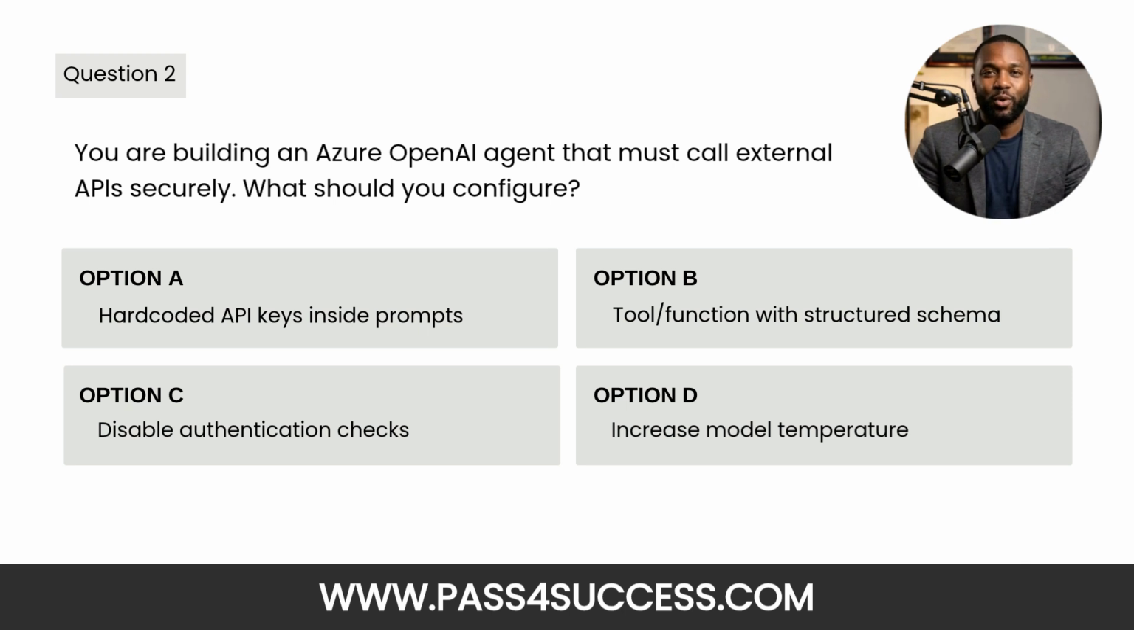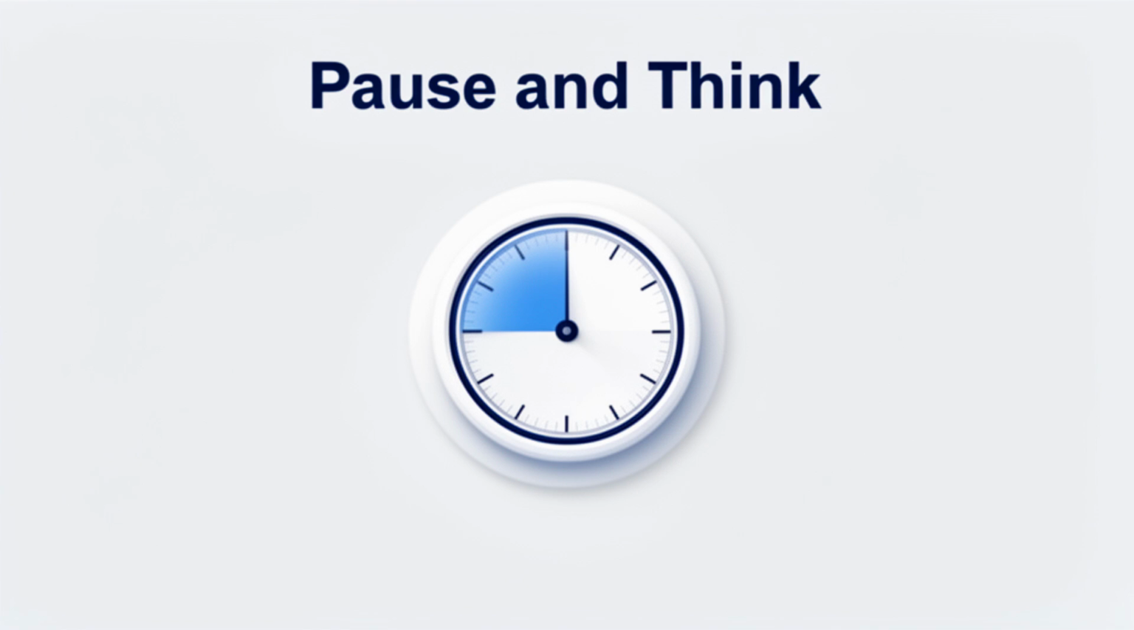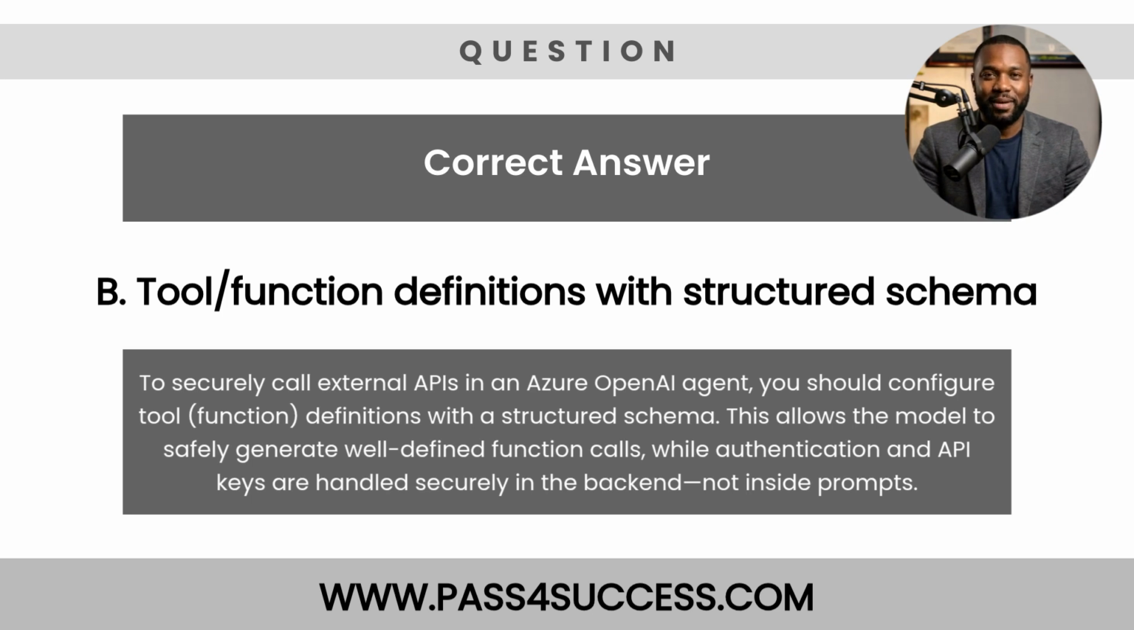Question 2. You are building an Azure OpenAI agent that must call external APIs securely. What should you configure? A. Hard-coded API keys inside prompts. B. Tool function definitions with structured schema. C. Disable authentication checks. D. Increase model temperature. Pause for 5 seconds. Think about it.